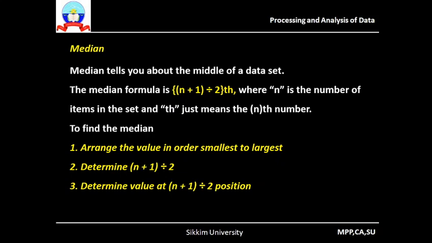To find the median, we need to first arrange the data in order, smallest to largest. Determine (n plus 1) divided by 2, and then determine the value at the (n plus 1) divided by 2 position. Now there can be two different situations: what if there are an odd number of items in the data set, and what if there are an even number of items in the data set.